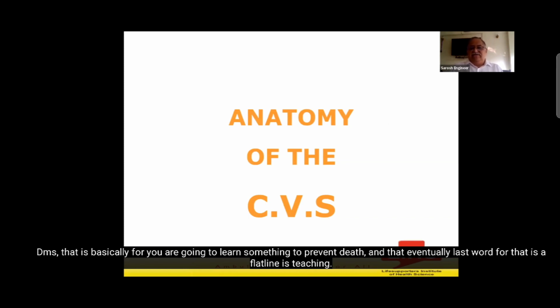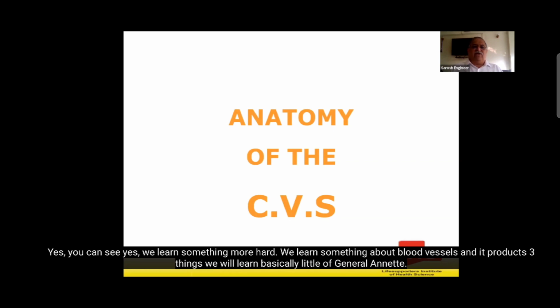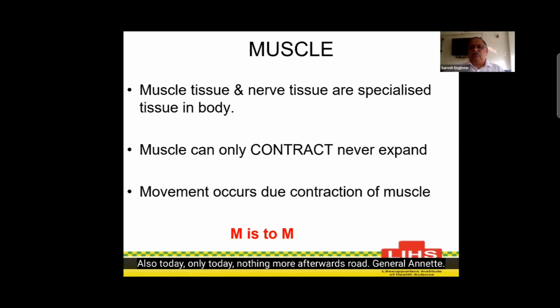Since we are doing PGDMS, we are going to learn something to prevent death. And death, eventually, the last word for death is a flatline ECG. So CVS becomes one of the most important chapters, and we start with it. In CVS, we learn about the heart, blood vessels and lymphatics. Three things we will learn basically. A little of general anatomy also today, only today, nothing more.